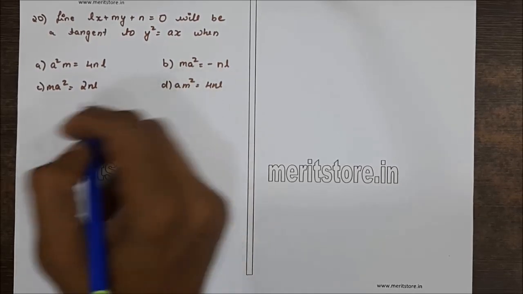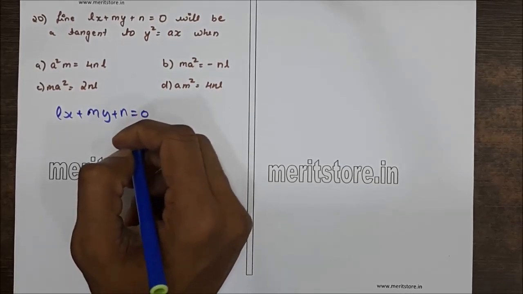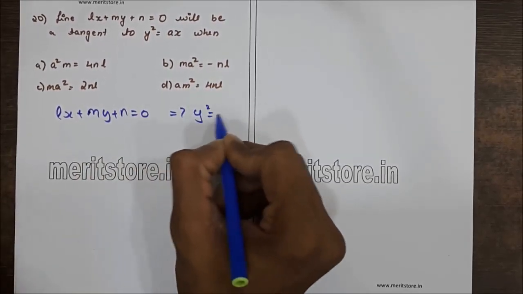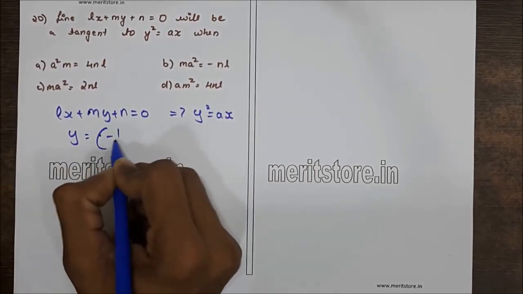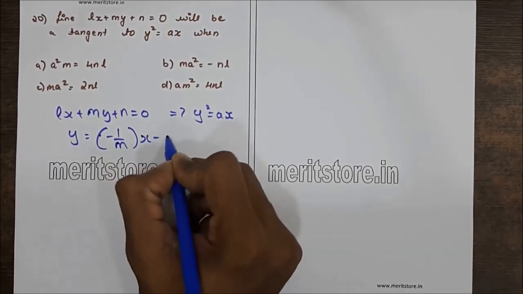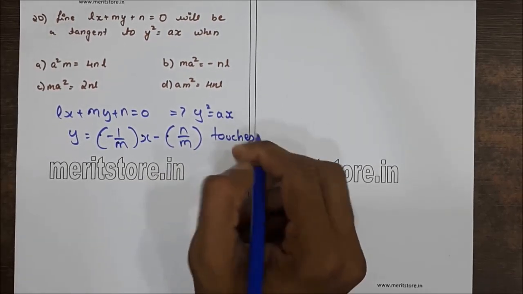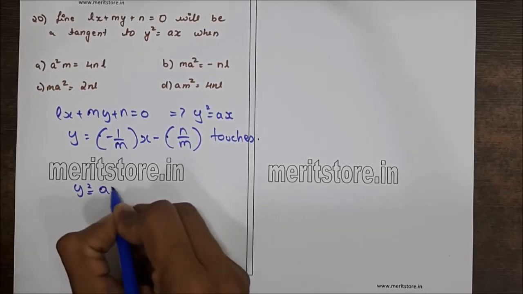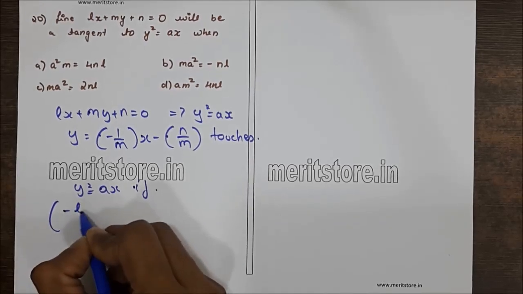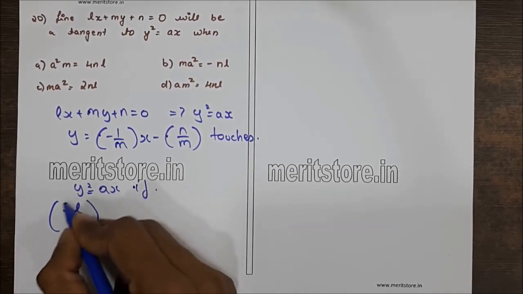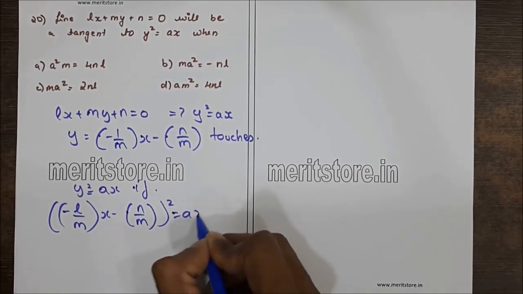So given that lx + my + n = 0 is a tangent to y² = ax, we can write this as y = -(l/m)x - n/m. That is, y² = ax if we have (-(l/m)x - n/m)² = ax, which has equal roots.